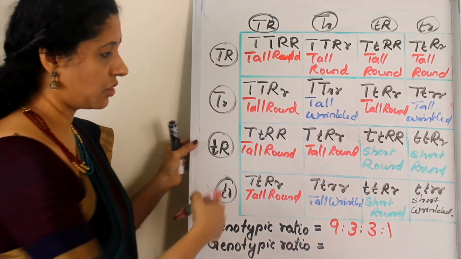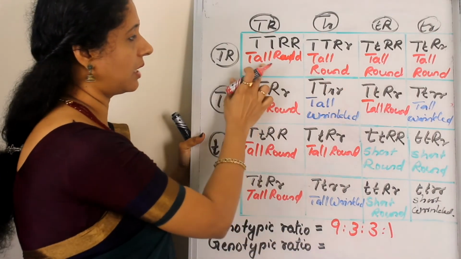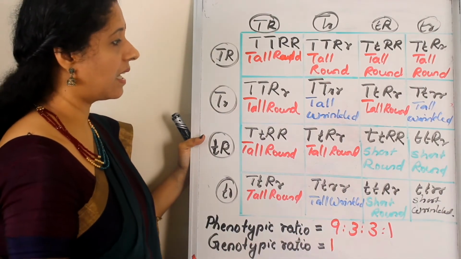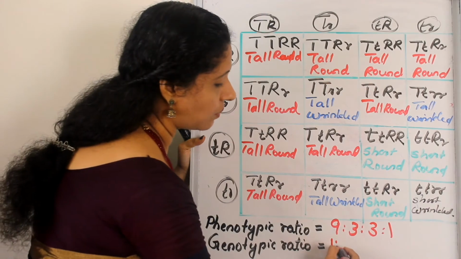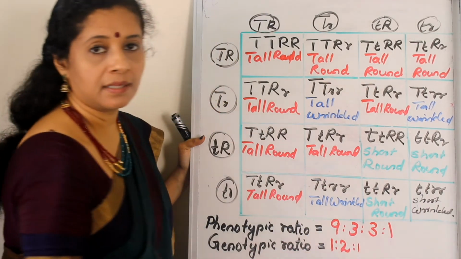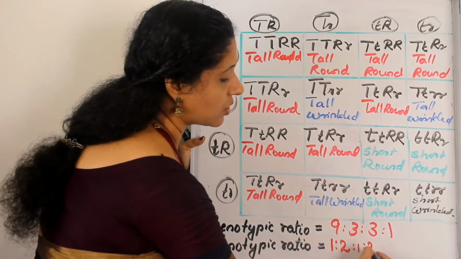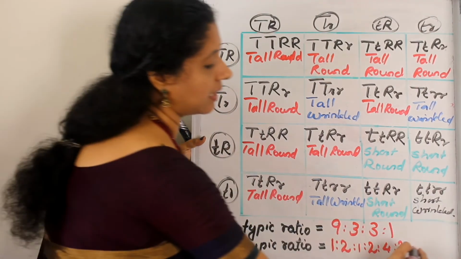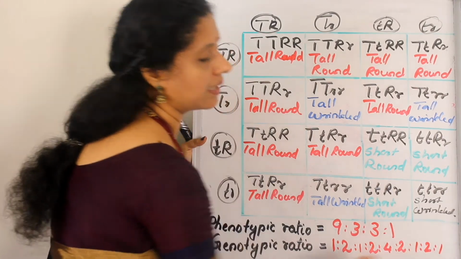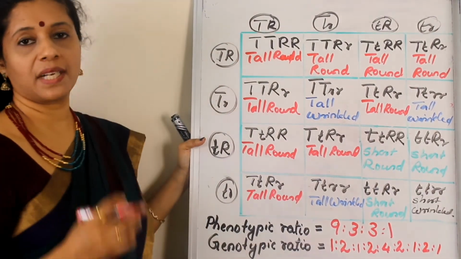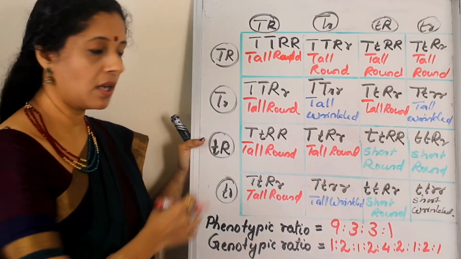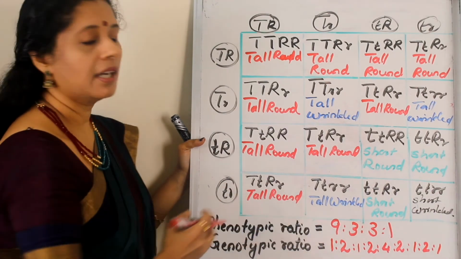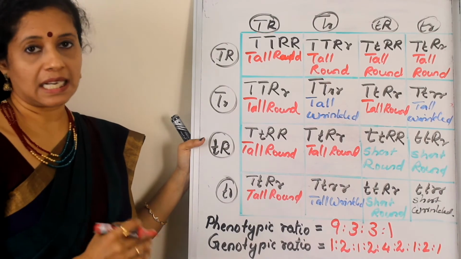The genotypic ratio, if you arrange them according to the genotype, you know that one is 1 tall, capital T, capital R, capital R. Like that if you write, you have to get 1:2:1. Then it's double, 2:4:2. Then again the first three, 1:2:1. So these are the ratios. So whenever you are writing the dihybrid cross also, please ensure that you are writing till the ratio. Okay, so you have to write only phenotypic ratio for class 10 level.